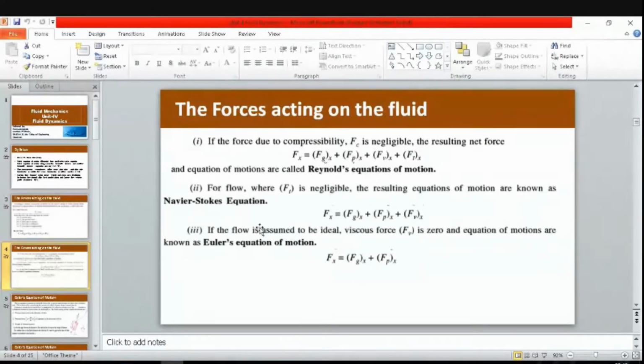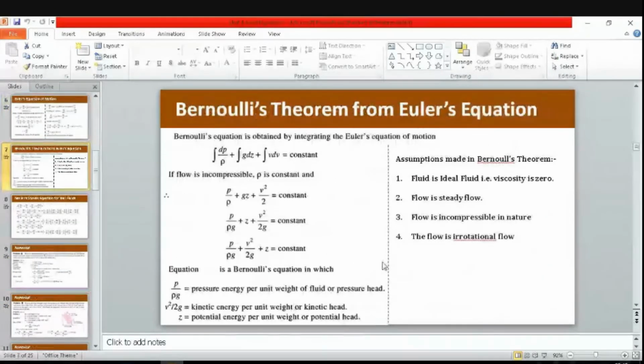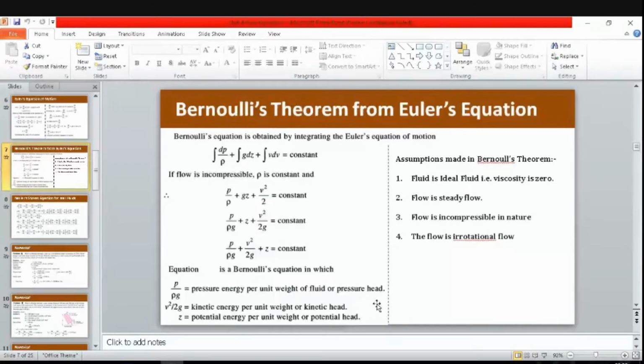Okay, after that, if the fluid is assumed to be ideal fluid, then Fv is 0. Okay, so we will have summation of forces is nothing but gravity force plus pressure force. So that equals mass into acceleration. So it will give us Euler's equation of motion. After that, we had seen the derivation for Euler's equation of motion. Okay, so Euler's equation of motion is dp by rho plus g dz plus v dv equals 0. Okay, and if you do the integration of Euler's equation of motion, you will get the Bernoulli's equation.